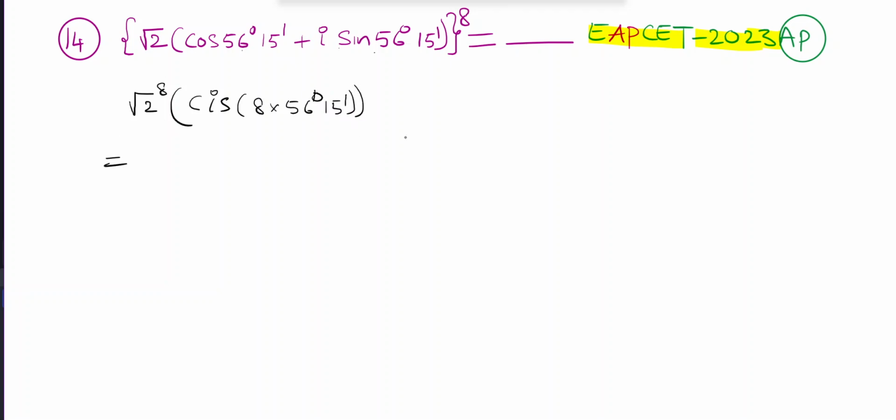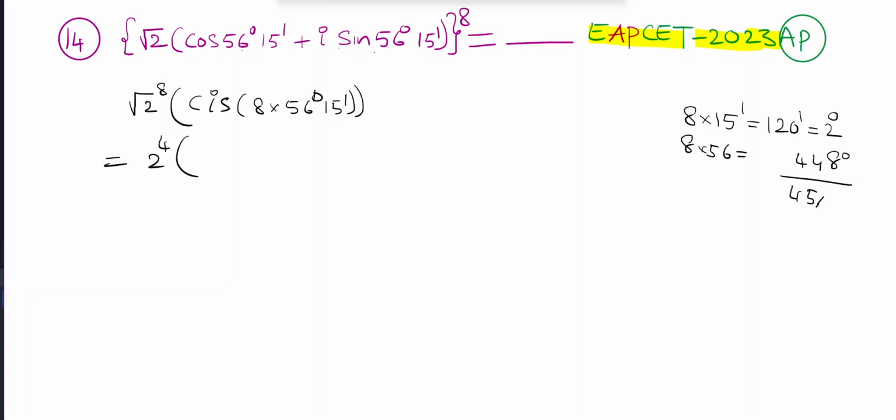(√2)⁸ is 2 to the power of 8 by 2, which is 2⁴. Now multiplying 8 into 56°15'. First we multiply 8 into 15 minutes, which is 120 minutes. 60 minutes is 1 degree, so 120 minutes is 2 degrees. And 8 into 56 is 448 degrees. 448 plus 2 is 450 degrees.